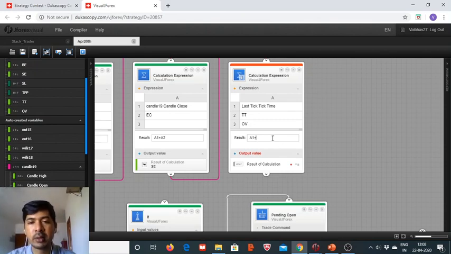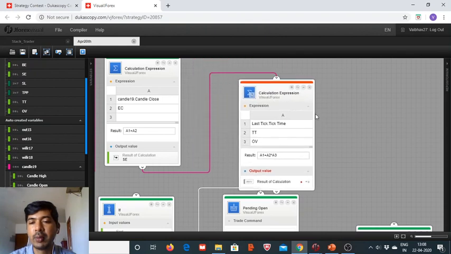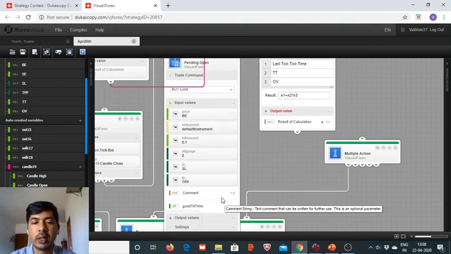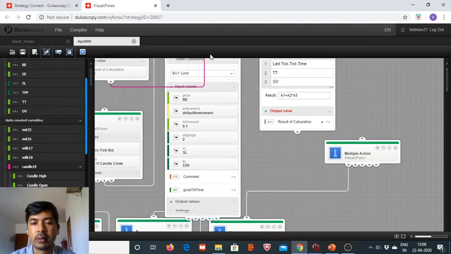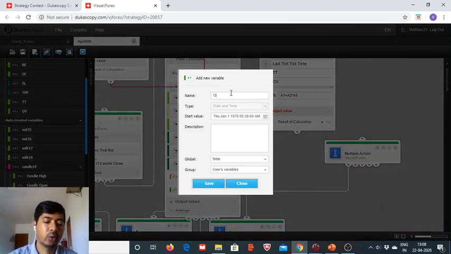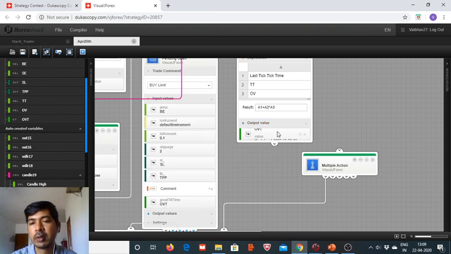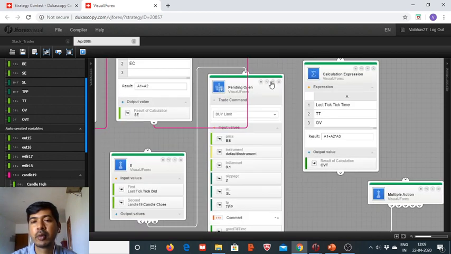Now we bring in the OV and we do the simple arithmetic. A1 plus A2 into A3 and last tick time plus 3.6 million ticks have been added. Now we need to do the type conversion, and for that we create a variable here, good till tick time. Let's name it as OVT, order validity time. We save it and we get it as the result of the calculation.